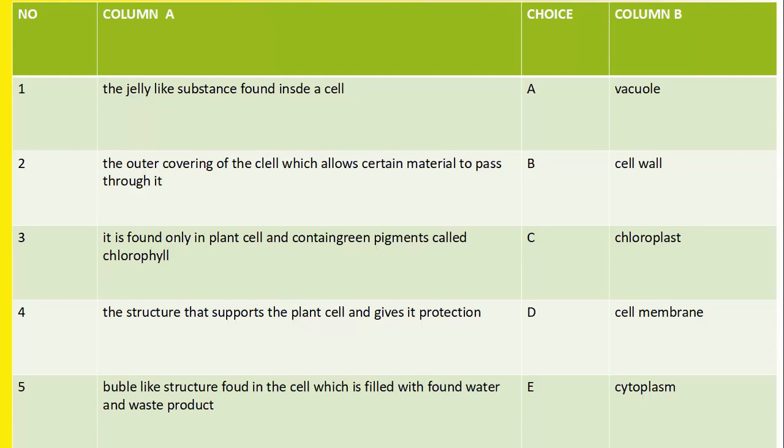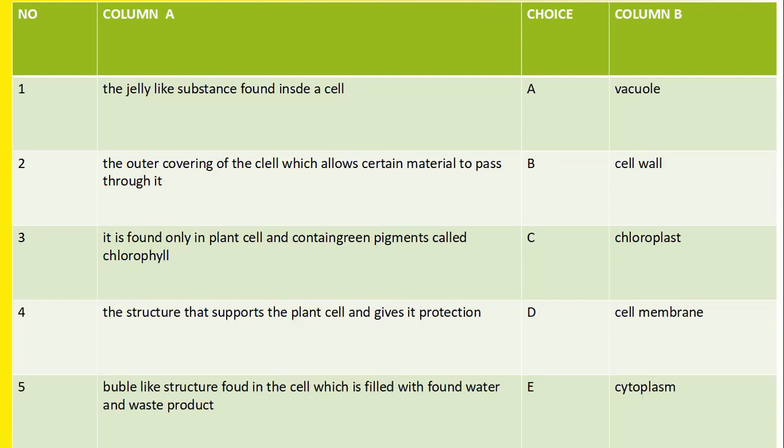On the screen which I share with you, it is option D, cell membrane. For option A, it's cytoplasm. For one, cytoplasm. For the second, it is cell membrane. The third one is found only in plant cells and contains green pigments called chlorophyll. If you revise the topic, you will know its answer. For third, it's option C, chloroplast. Chloroplast is written also in front of option 3.